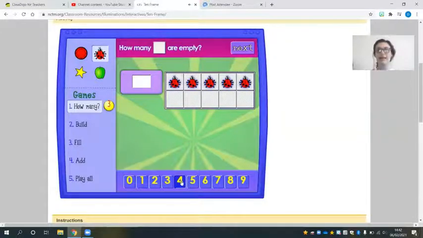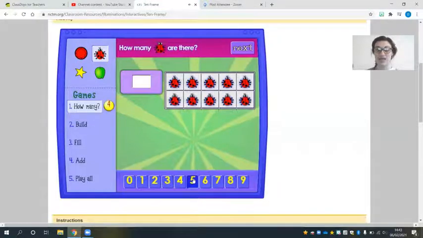How many squares are empty? Aha. Now it's asking us a different question. Before, it asked us how many bugs, so how many counters were on our 10 frame. Now it's asking how many are empty. So how many of these squares have not got a bug in them? 1, 2, 3, 4, 5. Let's try.